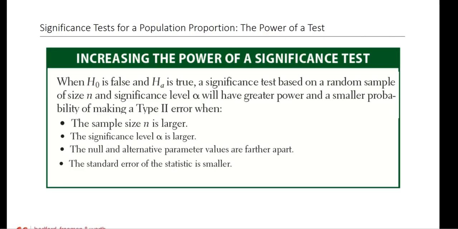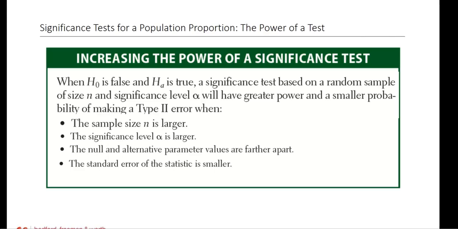And then the standard error. I guess I didn't really think about this, but having samples that are further apart reduces the chance of a type 2 error. The results are more obvious that way usually. You make fewer errors, I think, when you have obvious differences there. The standard error of the statistic is smaller.